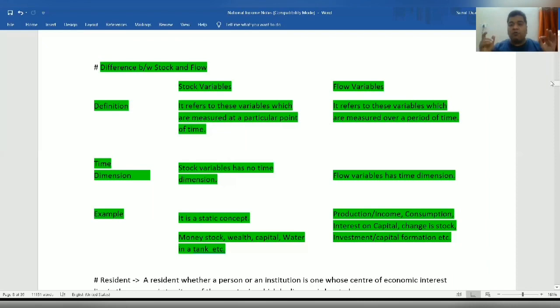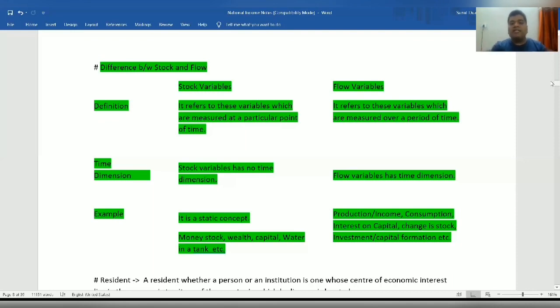तो ध्यान देना मैं क्या बोल रहा हूँ. Capital is a stock, but capital formation is a flow. ठीक है?